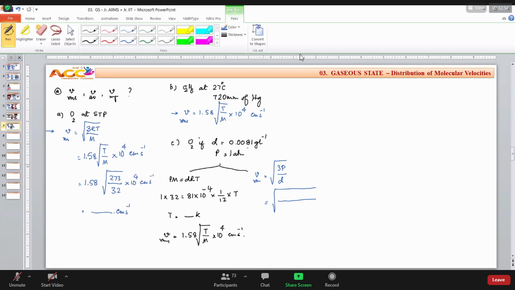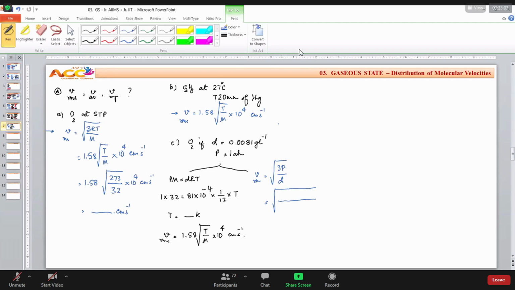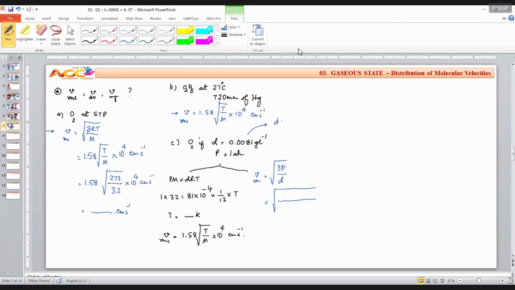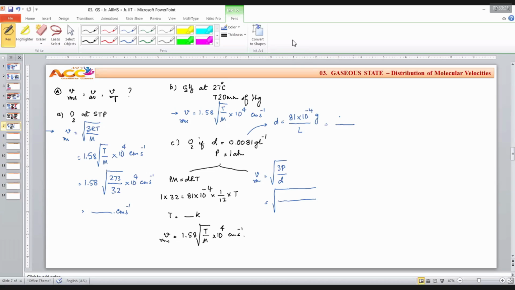In the CGS system, yes sir, we have grams per liter available, but here the pressure is 1 atmosphere. Therefore, always try to convert into MKS style, SI units. How to proceed? Very simple, sir. Density is equal to 81 into 10 power minus 4 grams per liter. Learn the conversions, doctors. 81 into 10 power minus 4 into 10 power minus 3.